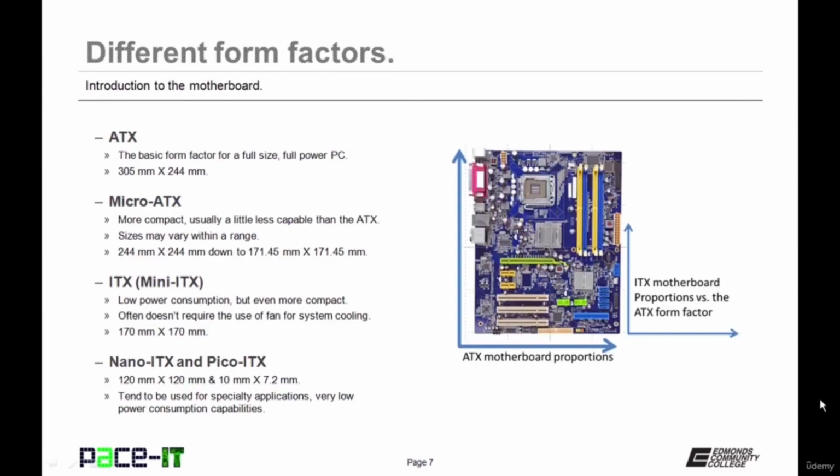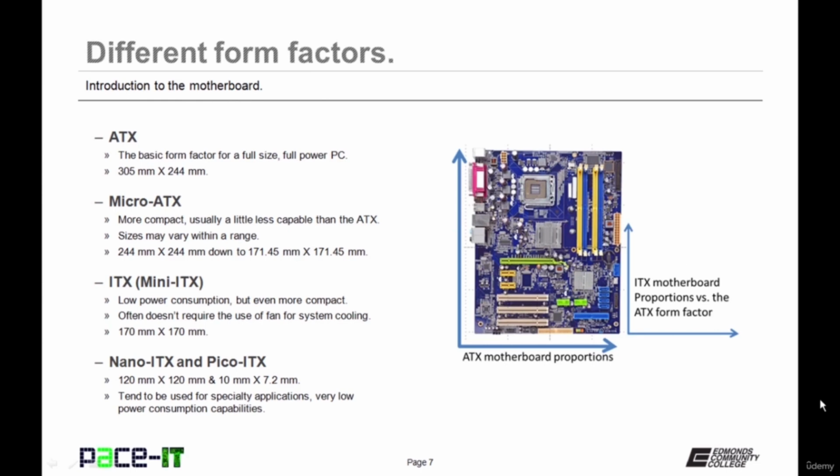Now, the form factor of a motherboard is basically its size, and there are just a couple of main categories. There is the ATX. That is the basic form factor for a full-size, full-power PC. And the ATX size is 305 millimeters by 244. There's also the micro ATX. It's more compact in size, and it usually has a little less capabilities than the ATX. Now, sizes within the micro ATX may vary within a range.